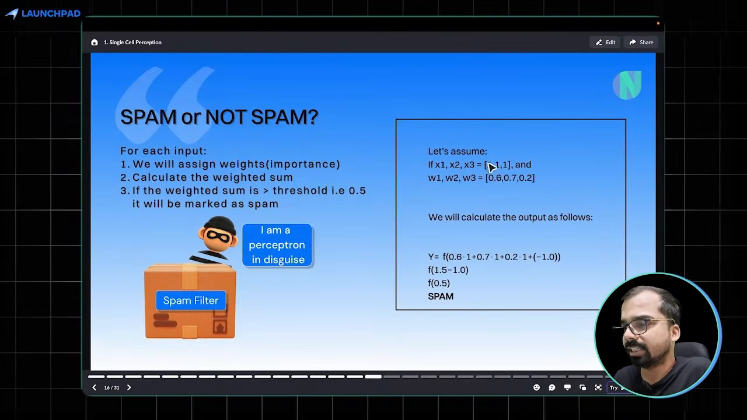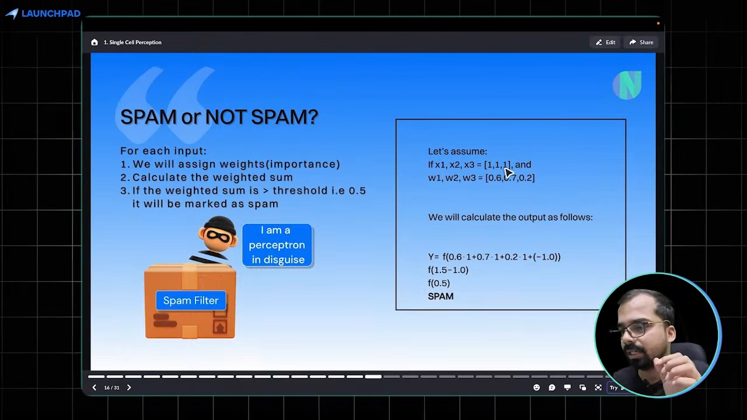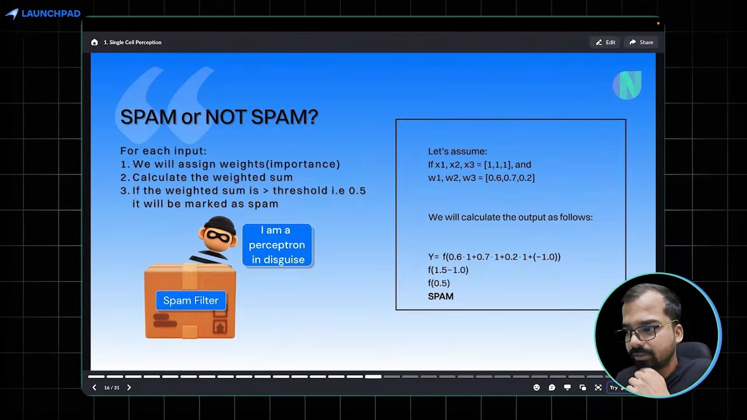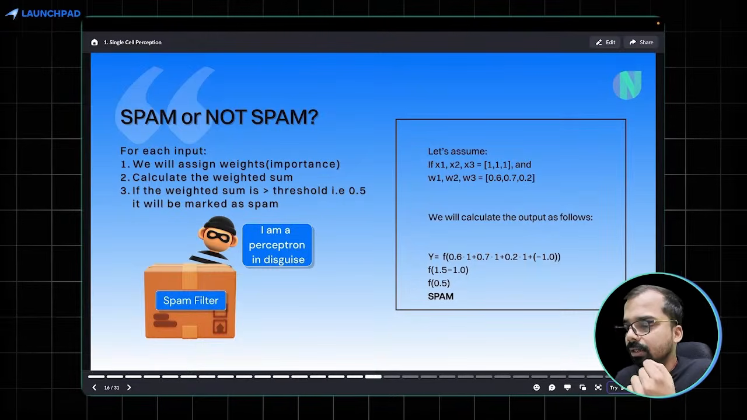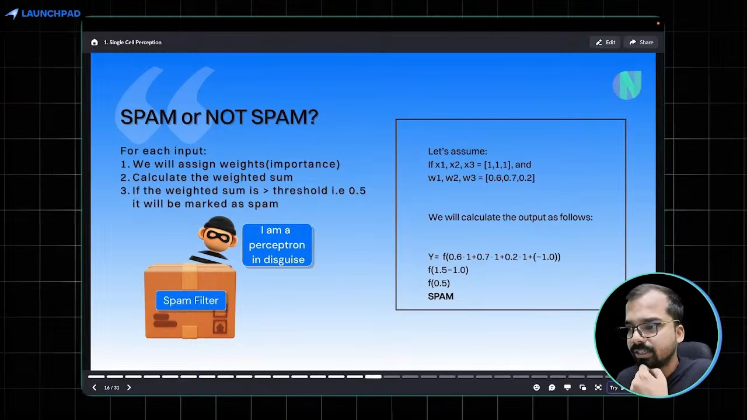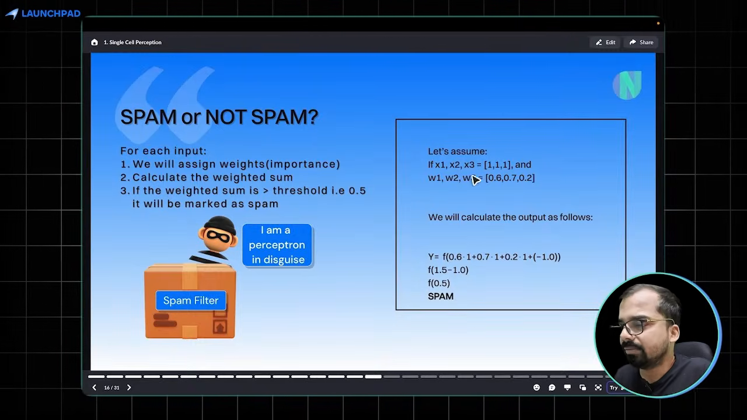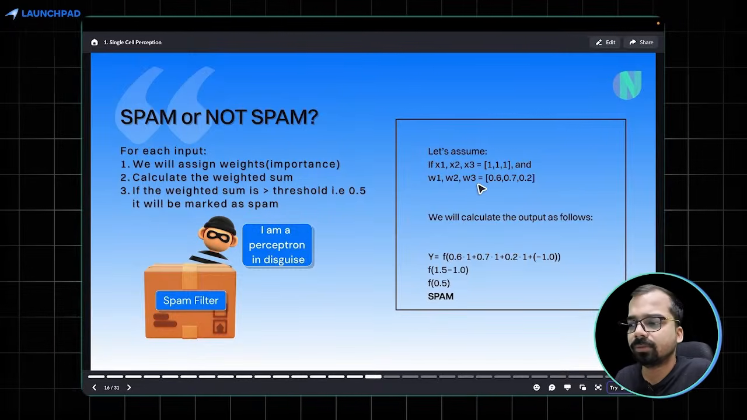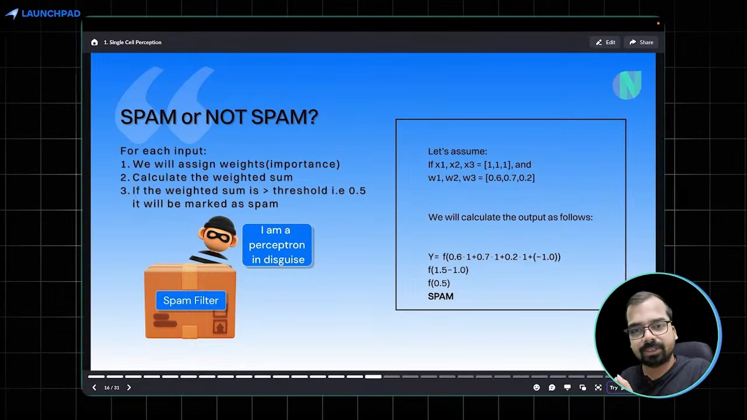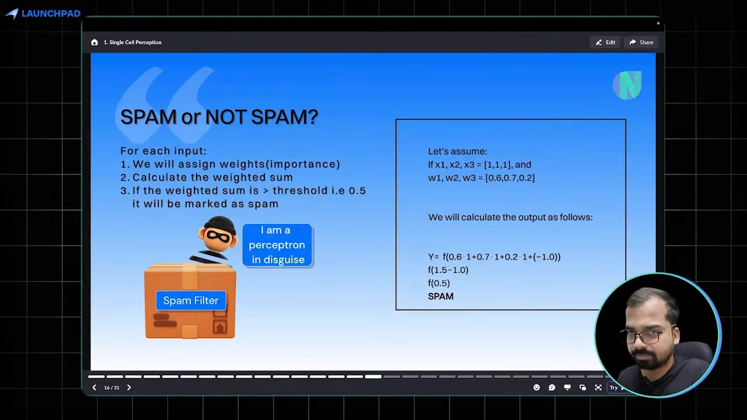So let's take this example where x1, x2, x3 were 1, 1, 1. So 111 basically means the email actually contained the word free, because x1 is 1. It also contained some suspicious link, that's why x2 is also 1, and it was also sent from an unknown address, so x3 is also 1. And here we have initialized w1, w2, w3 as some random values for example's sake. Ideally in a Perceptron, you learn the weights via the training process.